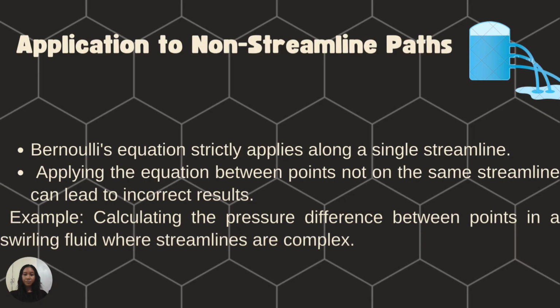So next, the application to non-streamlined paths. When attempting to apply Bernoulli's equation between points that are not on the same streamline, it can lead to erroneous results. This is because Bernoulli's equation assumes that the flow is steady, inviscid, and energy is conserved along a specific path. If the points are not on the same streamline, the flow conditions such as velocity and pressure may differ significantly, violating the assumption of the equation.